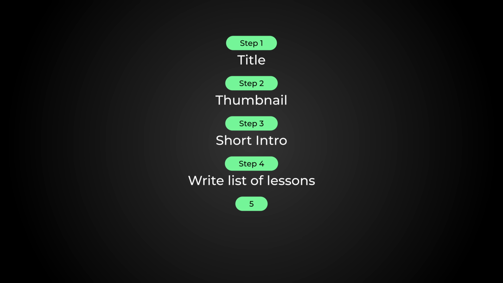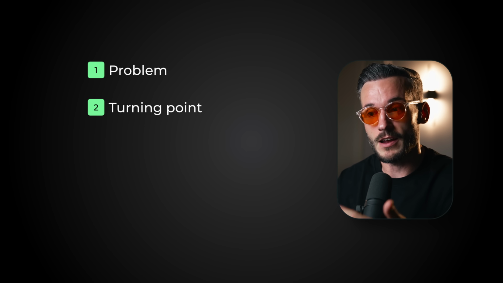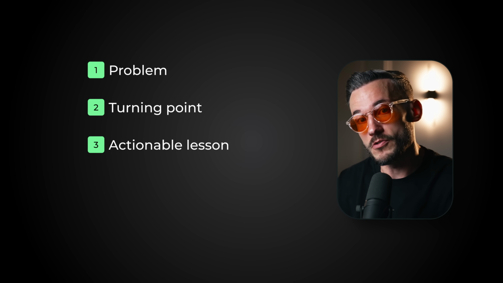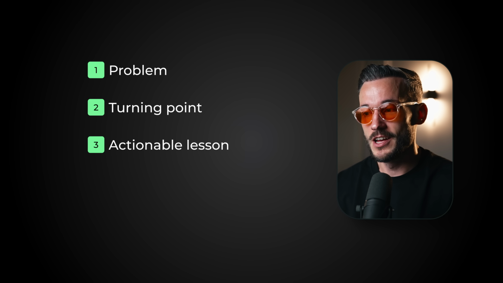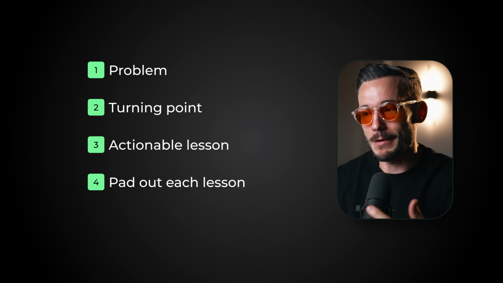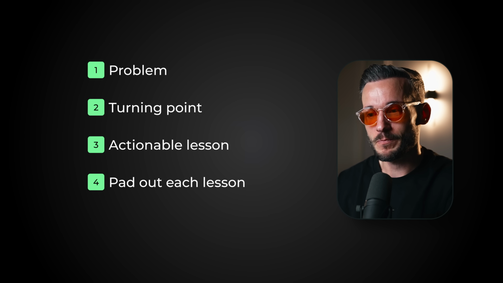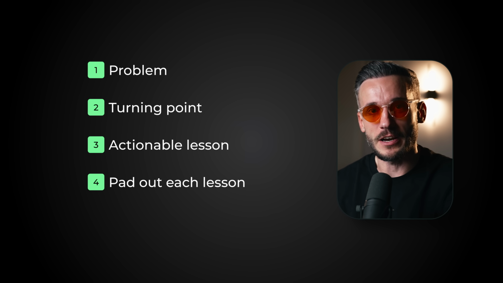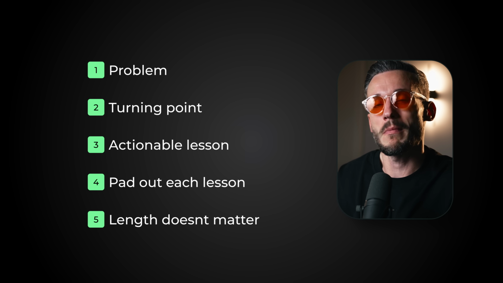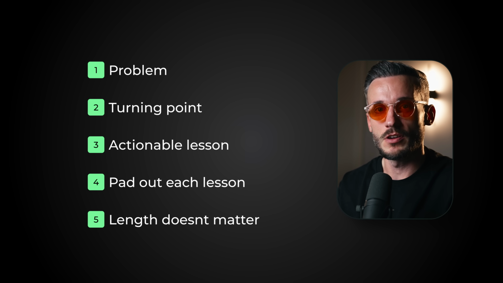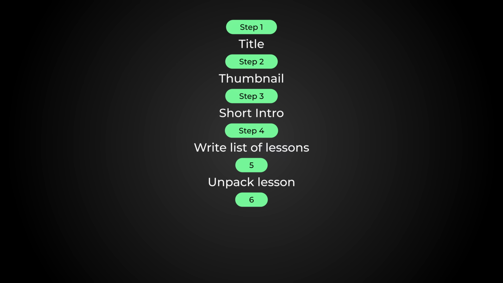All right, so remember our framework from earlier that the viewers crave, which was problem, turning point, actionable lesson. Now all you do is you apply that to every lesson in your video, and this will pad it out, make it a bit longer, make it more interesting, and will ensure it's not just like a shopping list. Now, the length here doesn't really matter. One lesson could be 10 seconds, one could be 90. All that matters is that you move on to the next one without waffle. And then step 6, you just film it. That's it. It's kind of easy.